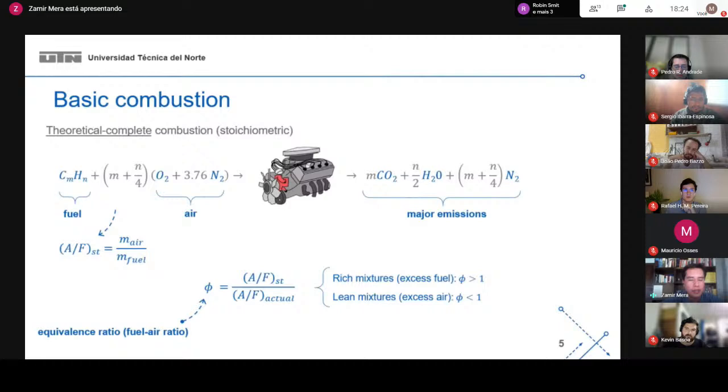And also we can see that rich mixtures are usually identified by an equivalence ratio greater than one. Lean mixtures are characterized by an equivalence ratio lower than one. It's important to note that spark ignition engines usually work close to stoichiometric mixtures, while diesel engines always work on the lean side.